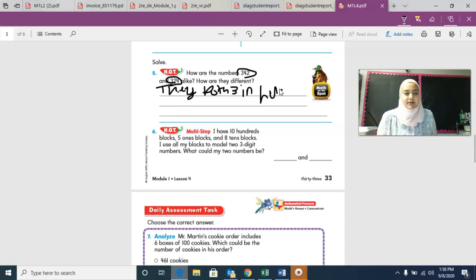That's how they're alike. Now, how are they different? The number 324 has a 2 in the tens place, and the number 342 has a 4 in the tens place. So I would write that down. That's what makes those numbers different, right? And also, if you don't want to say the tens place, you can talk about what's in the ones place. You could say that in the number 342, there are 2 ones in the ones place. In the number 324, there are 4 in the ones place, right? So either or is okay.